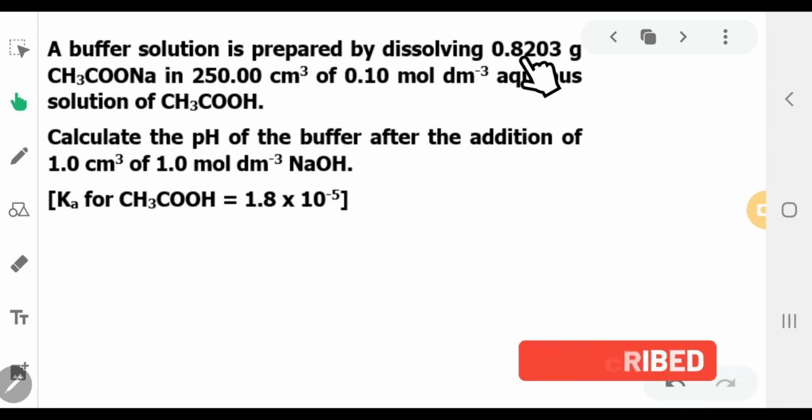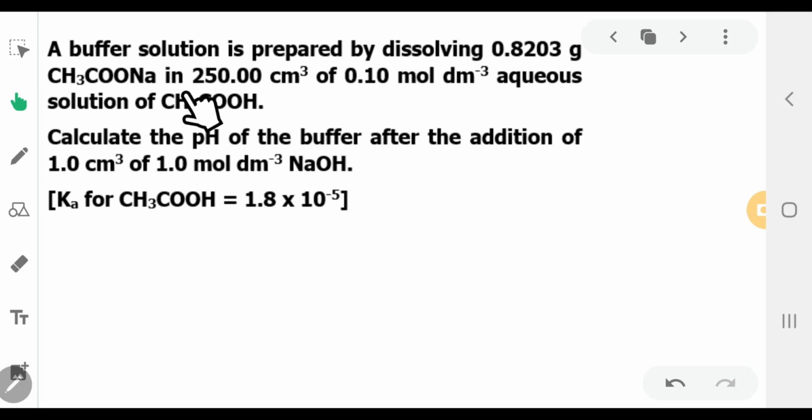The third one is when we have the same buffer solution. As you can see, it's still the same buffer solution, but this time we need to find the pH value of the buffer after we add a small amount of strong base. In the second example that we looked at just now, we added a small amount of strong acid. So what is the new pH value for the buffer solution when we introduce a small amount of strong base?